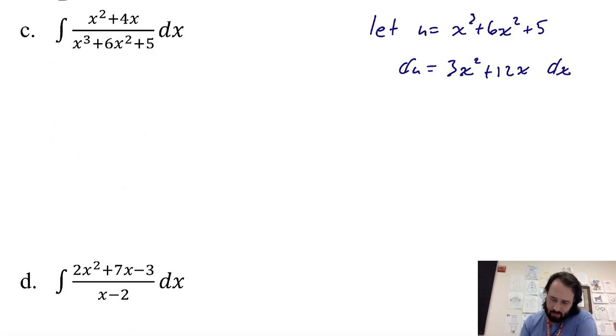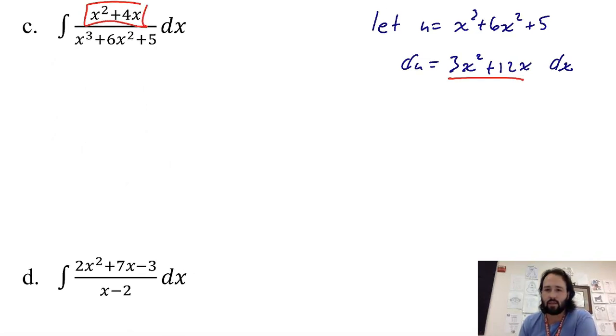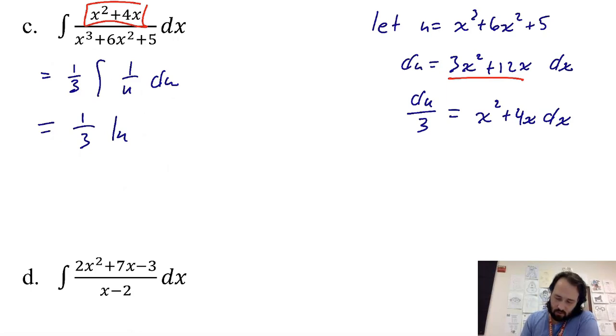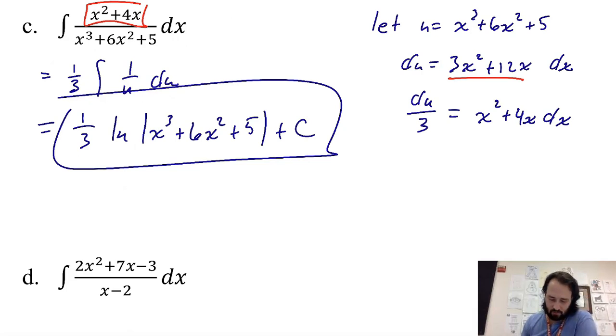And what I notice is the cool thing here is that x squared plus 4x is kind of trapped in here, right? It's just multiplied by 3. So if I factor out that 3 and divide it over, then 1/3 du is x squared plus 4x dx. So I can change all of this junk into 1/3 the integral of 1 over u du. So 1/3 natural log of u, which would be x cubed plus 6x squared plus 5, absolute value, plus c. That would be my final answer there.